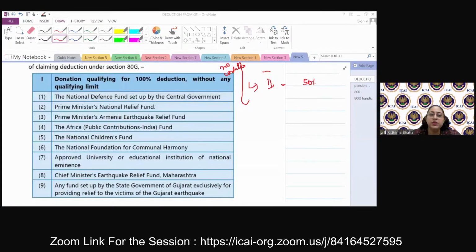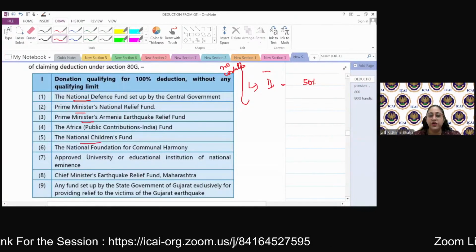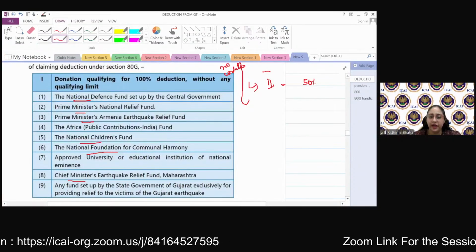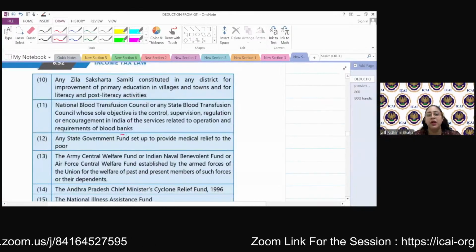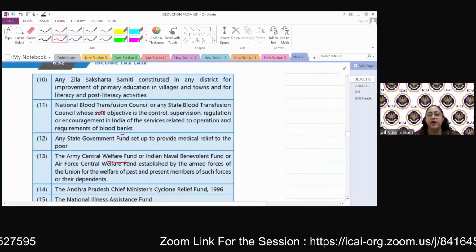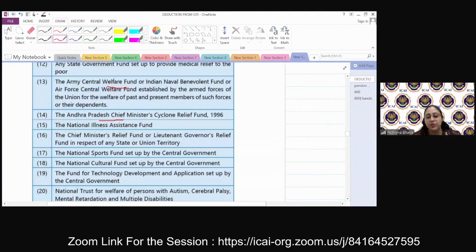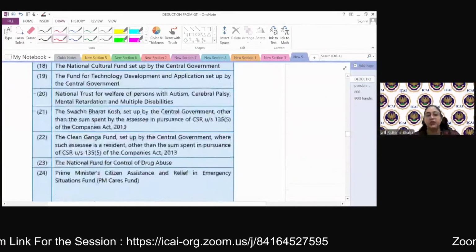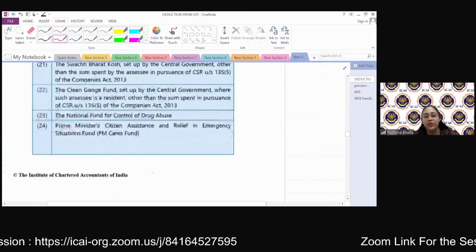बहुत सिंपल सा है, एक बार let's go through. See, all the national और Prime Minister funds are covered here. नेशनल चिल्ड्रन फंड, नेशनल फाउंडेशन फॉर कम्युनिकल हार्मनी, एक अफ्रीका वाला है, चीफ मिनिस्टर का अर्थक्वेक रिलीफ फंड हियर है, गुजरात का अर्थक्वेक रिलीफ फंड है, जिला साक्षरता है, नेशनल ब्लड ट्रांसफ्यूजन है, स्टेट गवर्नमेंट फॉर मेडिकल रिलीफ है, आर्मी सेंट्रल वेलफेयर फंड, आंध्र प्रदेश चीफ मिनिस्टर फंड, नेशनल इलनेस असिस्टेंस फंड, चीफ मिनिस्टर रिलीफ फंड, नेशनल स्पोर्ट्स फंड, नेशनल कल्चरल फंड, नेशनल ट्रस्ट फंड फॉर ऑटिज्म, टेक्नोलॉजी फंड, क्लीन गंगा फंड, नेशनल फंड फॉर कंट्रीब्यूशन टू ड्रग अब्यूज, और सबका फेवरेट पीएम केयर्स फंड। बट मैम हम 24 का लिस्ट कैसे याद करें?